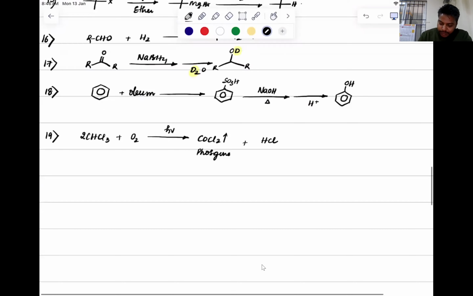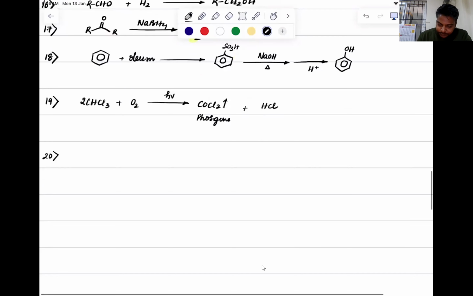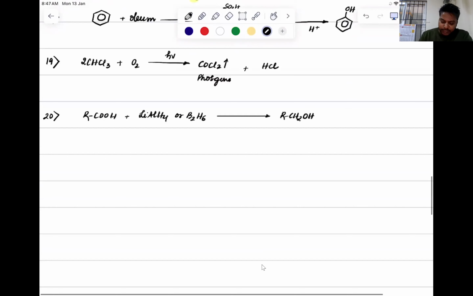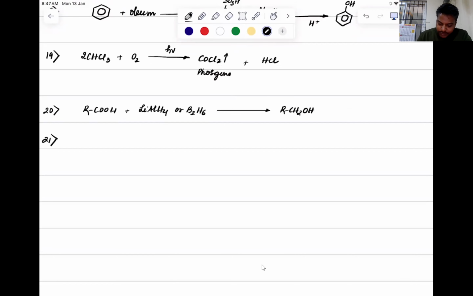Okay, so keep this in mind. Next, if you have any acid mentioned like this and it has been treated with lithium aluminum hydride or B2H6, these are the two things given in NCERT. If you notice any one of that, your expectation is that you are supposed to convert this into RCH2OH, alcohol. Got it?